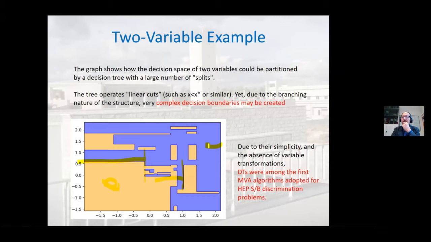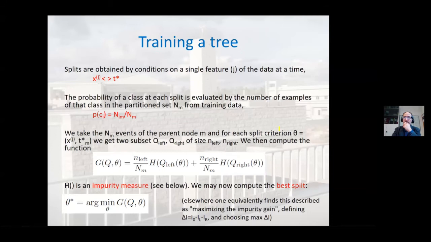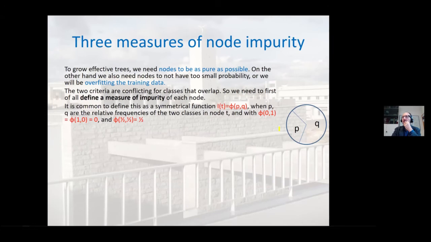And they can be very powerful, okay? Because with many such decision boundaries, you can create a very complex example such as this one. I think I will skip our training tree because we don't have time.